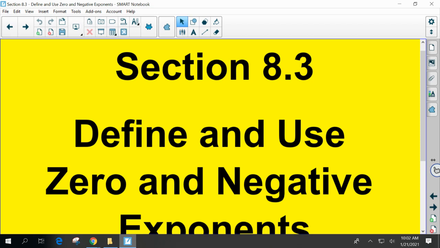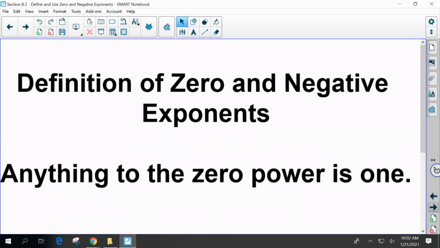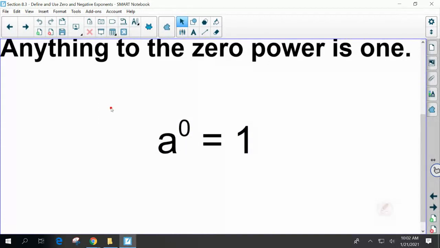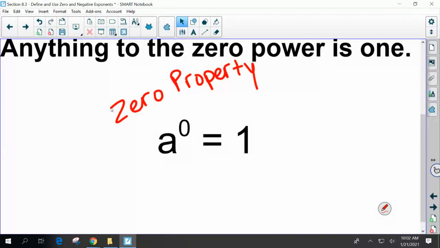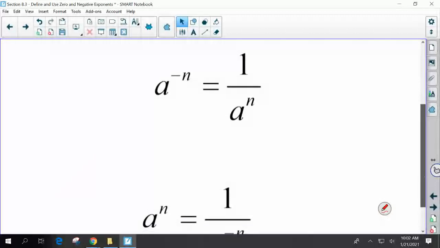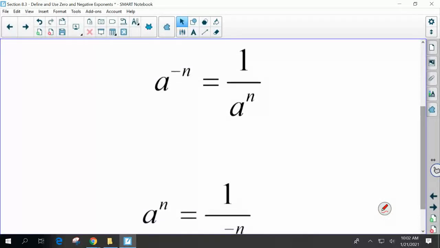All right, this is section 8.3, define and use zero and negative exponents. So first of all, we're going to learn what's called the zero property. The zero property is any number raised to the zero power is always going to equal 1 every time. The next is the negative exponent property.